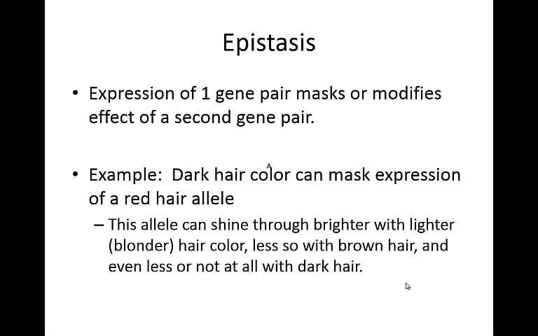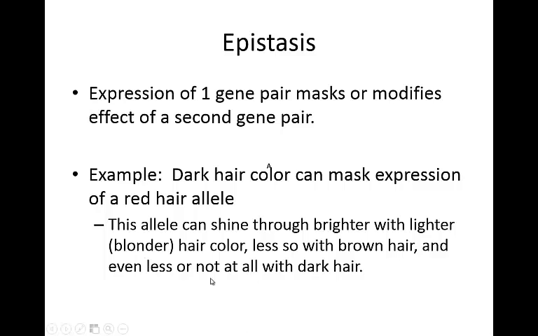So sometimes we have what's known as epistasis, or expression of one gene pair masking or modifying the effect of a second gene pair. And one simple example of this would be looking at the red hair allele as well as dark hair color. So if you have a very dark hair color, it can basically mask the expression of a red hair allele that you might have. If an individual happens to have lighter or blonder hair color, it can shine through a little bit more easily, and you can have red color hair.